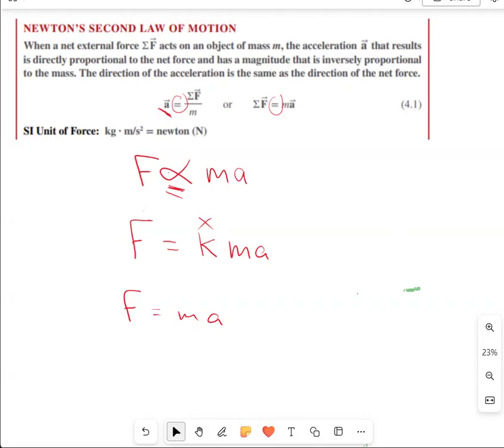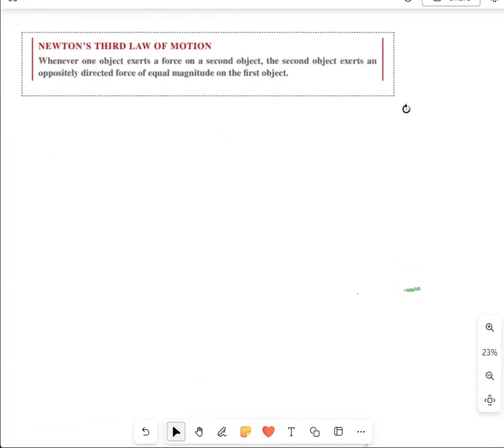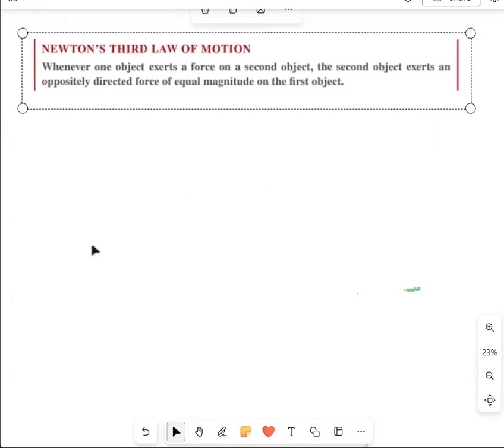And the third law. Oh, this is what the third law is saying. It's saying that whenever one object exerts a force on a second object, the second object exerts an oppositely directed force of equal magnitude on the first object, right? Different textbooks will state this very differently, but they will carry the same idea, right? Just like we had earlier.